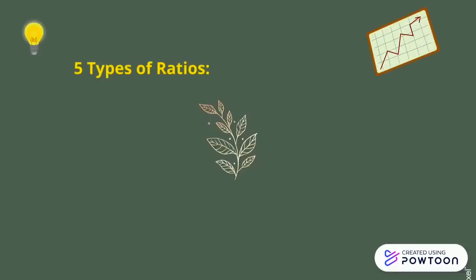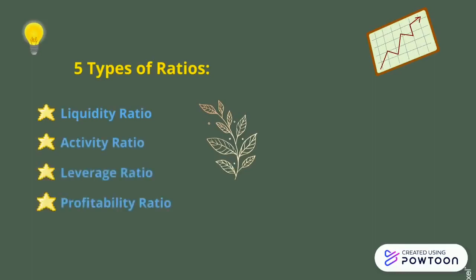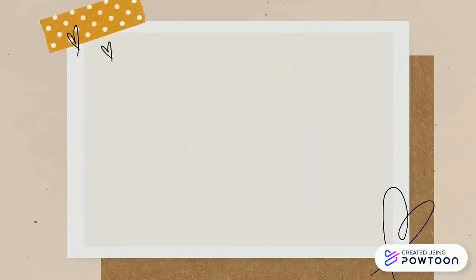There are 5 types of ratios, including liquidity ratio, activity ratio, leverage ratio, profitability ratio, and market ratio. So basically, these ratios will help investors to understand company's performance. I will explain to you how these 5 ratios will determine whether the company is doing well or not. We'll start with the first one, liquidity ratio.